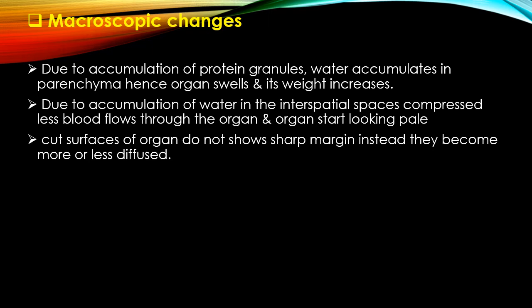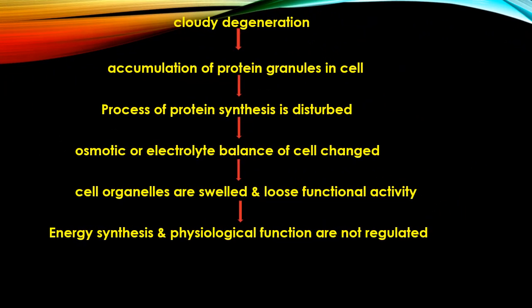Then the cut surfaces of the organ do not show a sharp margin. Instead, they become more or less diffuse because of excess accumulation of water. A sharp margin cannot be seen. Then, in cloudy degeneration, what is the nature of the process?